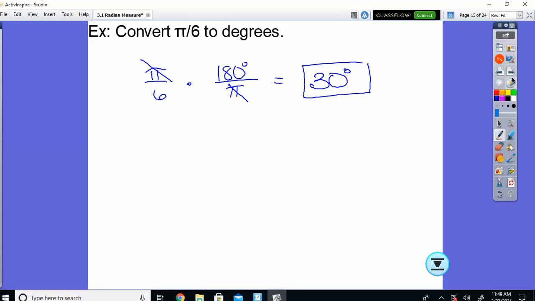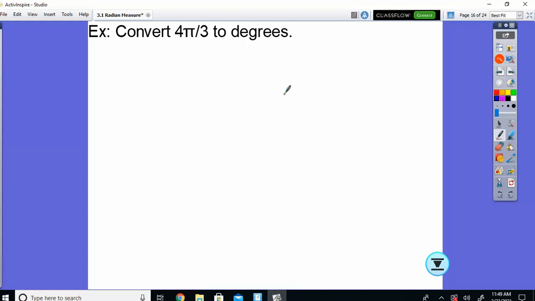Okay. Couple more. 4 pi over 3. What would I multiply by? 180 over pi. And those pi's cancel out. So 4 times 180 divided by 3 is 240 degrees. You need the degree symbol.